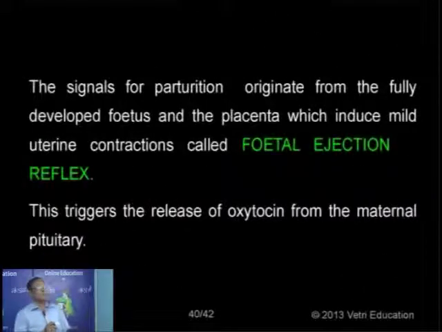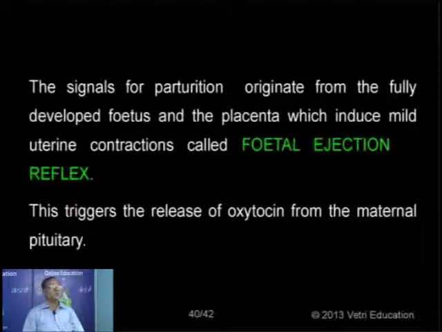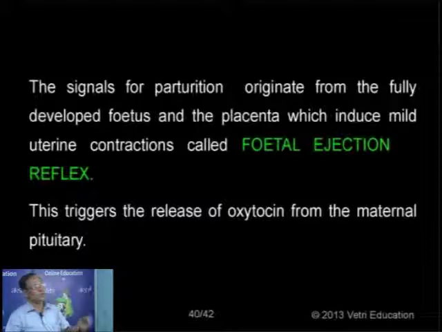Where does the signal come from? The signal is not coming from the mother, and not from external sources. The signal for birth is coming mainly from the fully developed fetus and the placenta. The fetus is ready to go out, so it is ready to give a signal for the delivery of the baby.